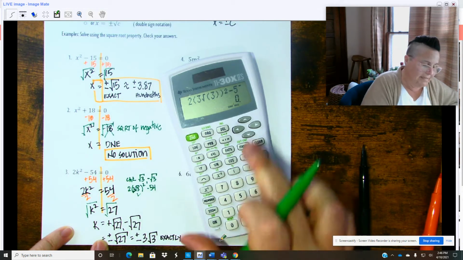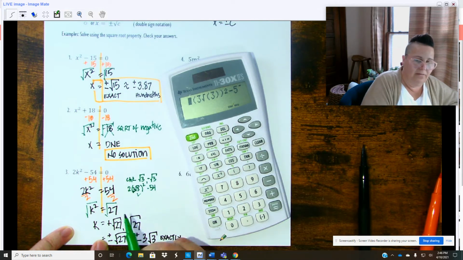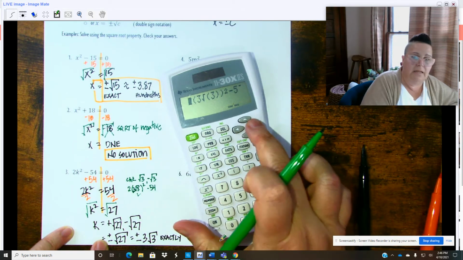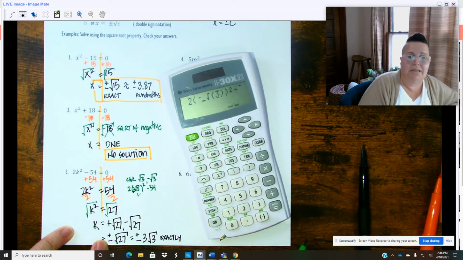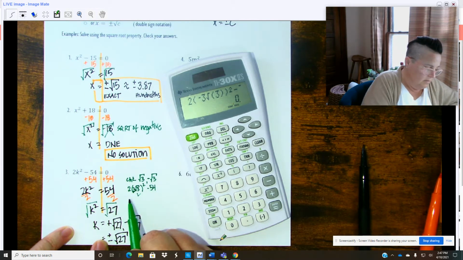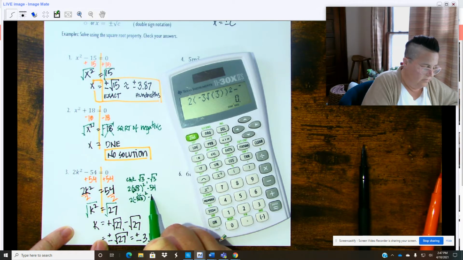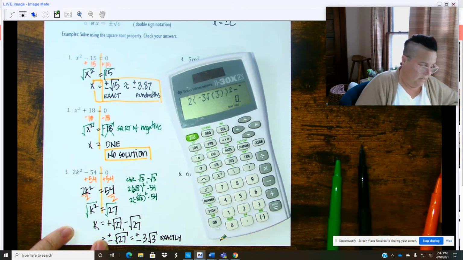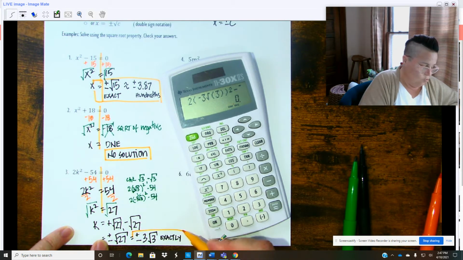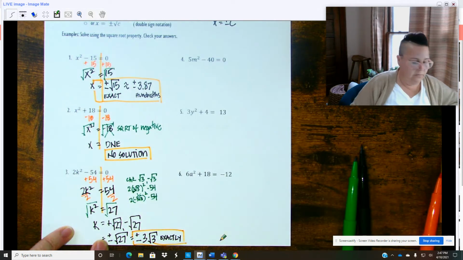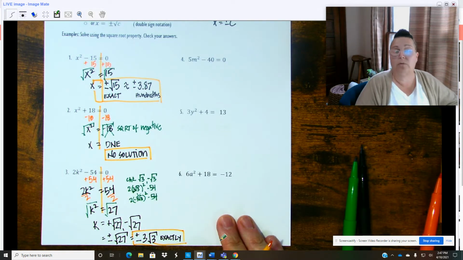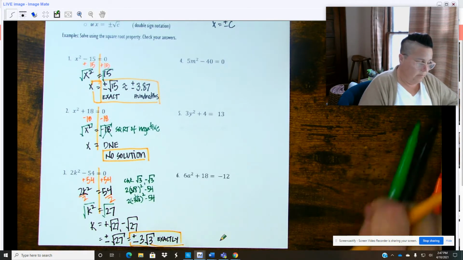Okay, so that checks. Now, if I want to check a negative square root of 3, again, I'm going to scroll over the 3. I'm going to second insert. And I'm going to type in a negative, and then I'm going to hit it. And that also worked. So 2 times a negative 3 square roots of 3 squared minus 54 also worked. All right, so I do have 2 solutions. And I have a positive square root 3, and a negative square root 3. Both worked.